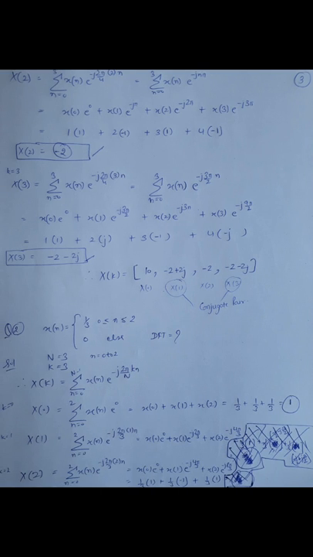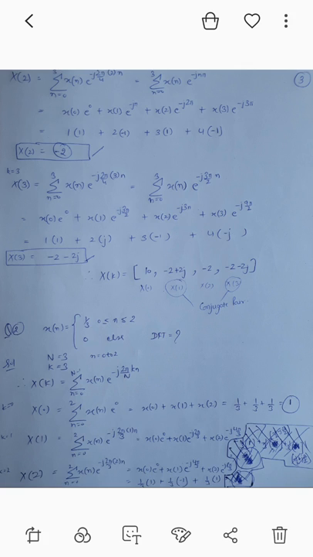In the similar way we will find the values of X of 2 and X of 3. So we will get X of 2 is minus 2 and X of 3 is minus 2 minus 2j. So the final answer for the 4-point DFT is X of k equals 10, minus 2 plus 2j, minus 2, minus 2 minus 2j. Take care that X of 1 and X of 3 will always be a conjugate pair. That is a property of DFT.